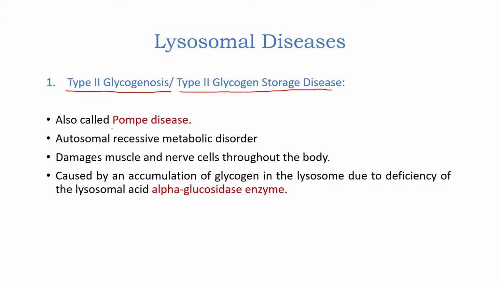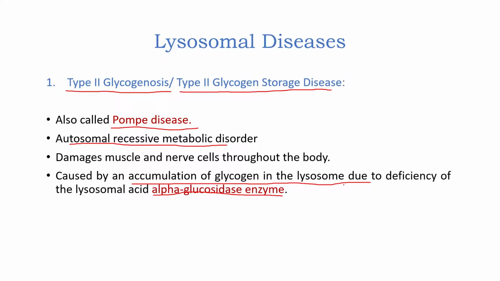This disease is also called the Pompe disease. It is an autosomal recessive metabolic disorder. What happens in this disease is it is caused by an accumulation of glycogen in the lysosomes due to the deficiency of the lysosomal acid alpha glucosidase enzyme. So an enzyme of the lysosome, the alpha glucosidase enzyme, is defective or absent from the lysosomes. So there is an accumulation of glycogen in the lysosomes.